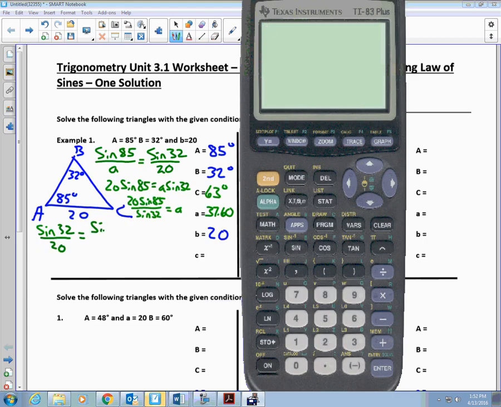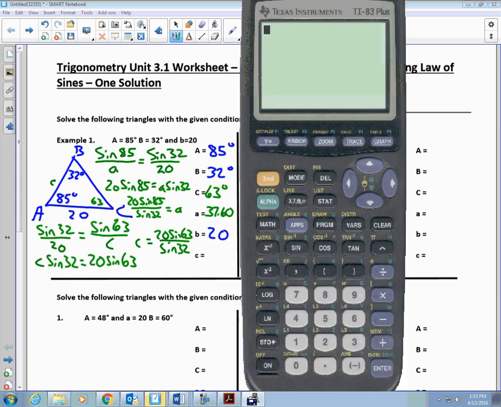Is equal to, Rachel, you said sine of 63 then, over what's opposite angle 63? C. So if you want to write the sine of 63 over C first, that's fine. It'll still work out the same. We cross multiply, we get C sine of 32 is equal to 20 sine of 63. What should I divide both sides by? So I get C is equal to 20 sine of 63 over sine of 32.